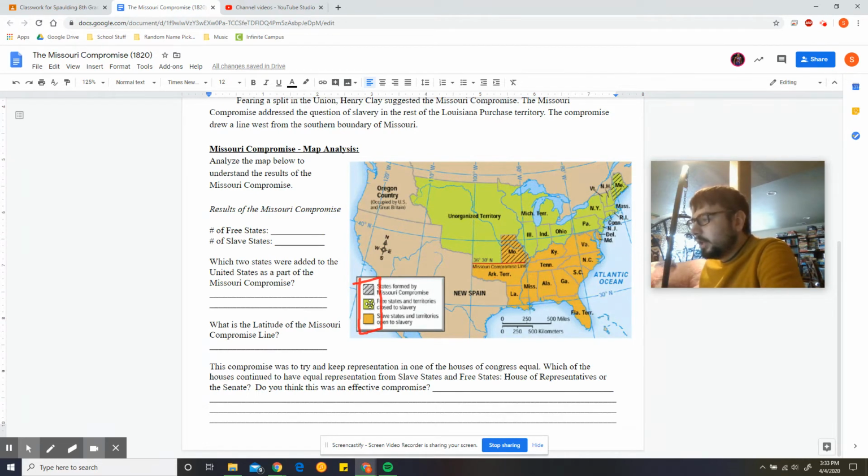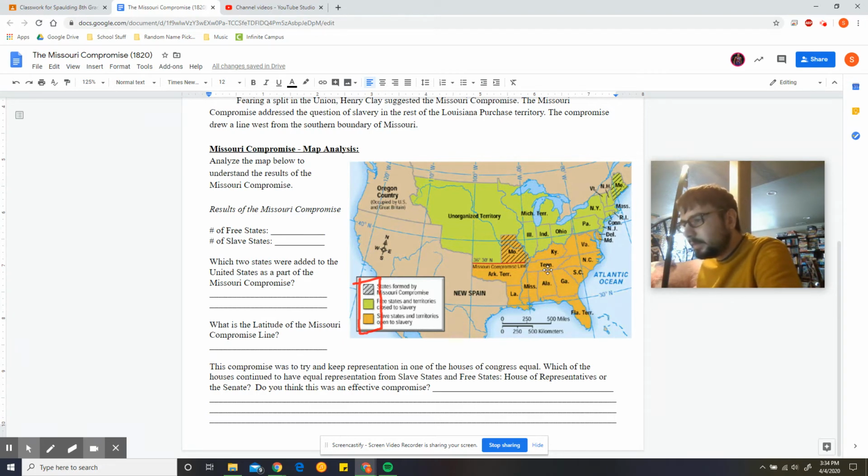Next, we're going to look at the green, and it says free states and territories closed to slavery. So basically, according to the Missouri Compromise, if you have green, you cannot have slavery there. Over here and all the way up here, there is no slavery in these areas. And then, lastly, orange: slave states and territories open to slavery. So basically, if a state is in orange, slavery is allowed there and can happen there. That would be all of this area here.